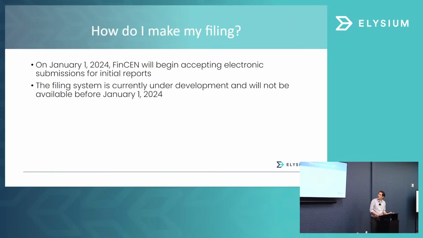So how do I make my filing? What we've been told is that there's going to be an online portal, that FinCEN will have a portal where you'll make this filing. They assure us that it will be ready by January 1st, 2024. A lot of us are skeptical, and if you look into the way appropriations for this have been done over the last couple of years, there's been not a lot of funding toward it, and so we'll see.